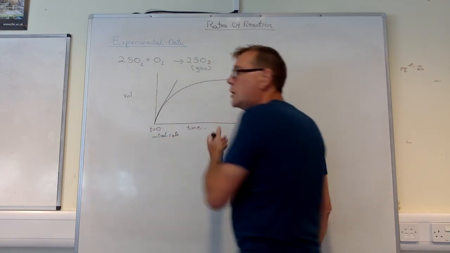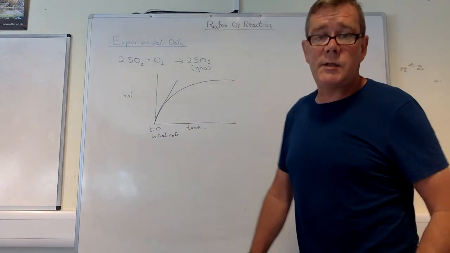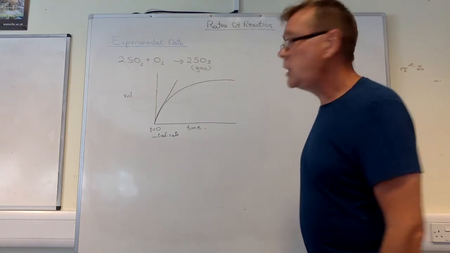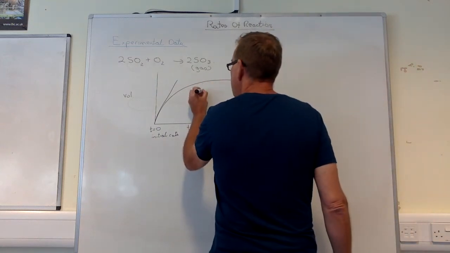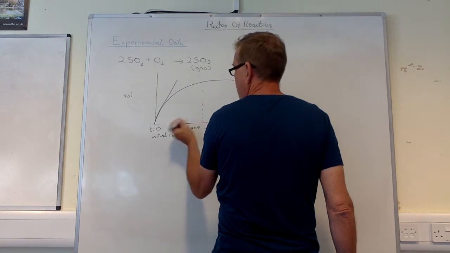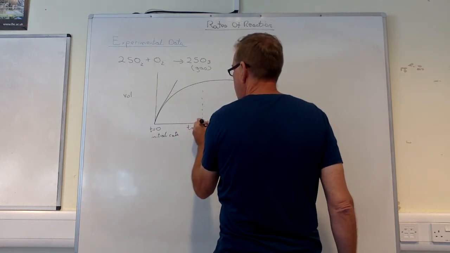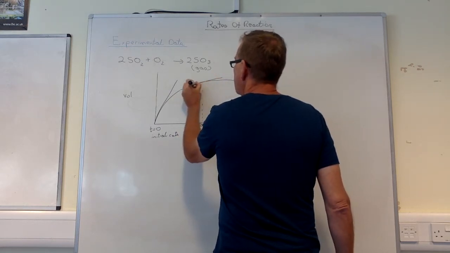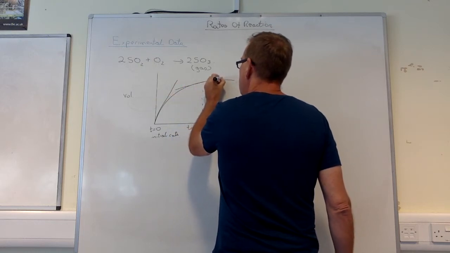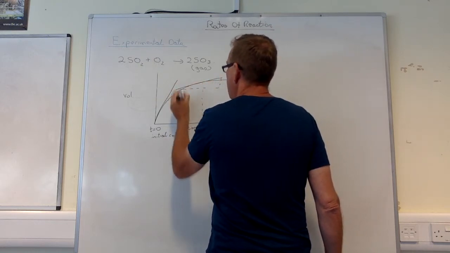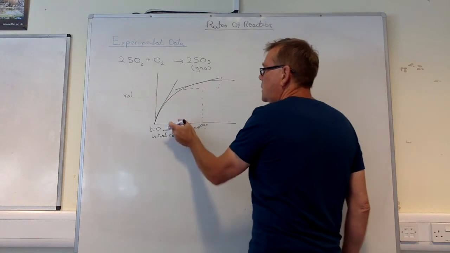Right? And when we're comparing rates, we tend to use the initial rate. Okay, sure, you can take a tangent wherever you like. You can take a tangent after, I don't know, 20 seconds or something, and the rate will have slowed down. You can measure the gradient and calculate the rate at 20 seconds or at 10 seconds.